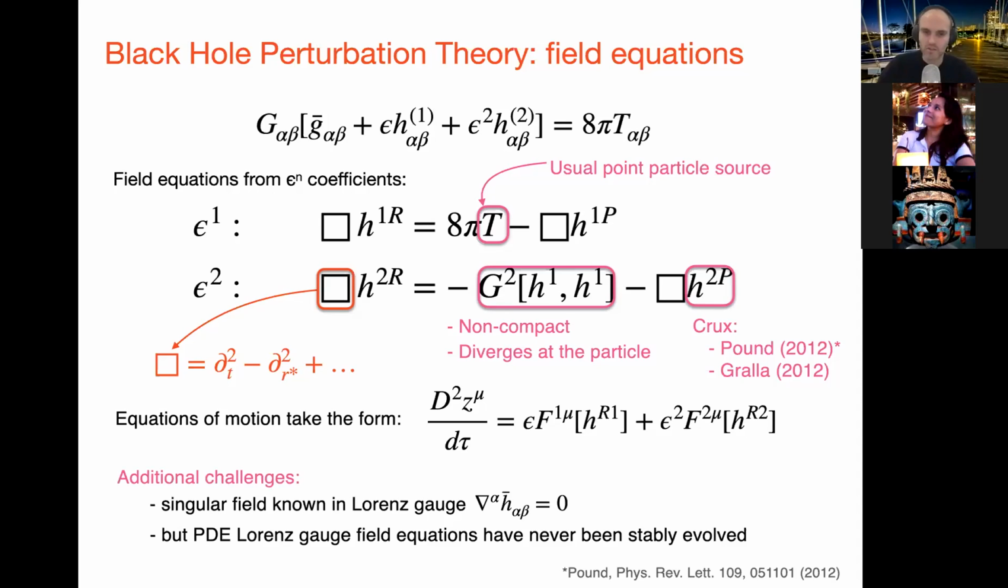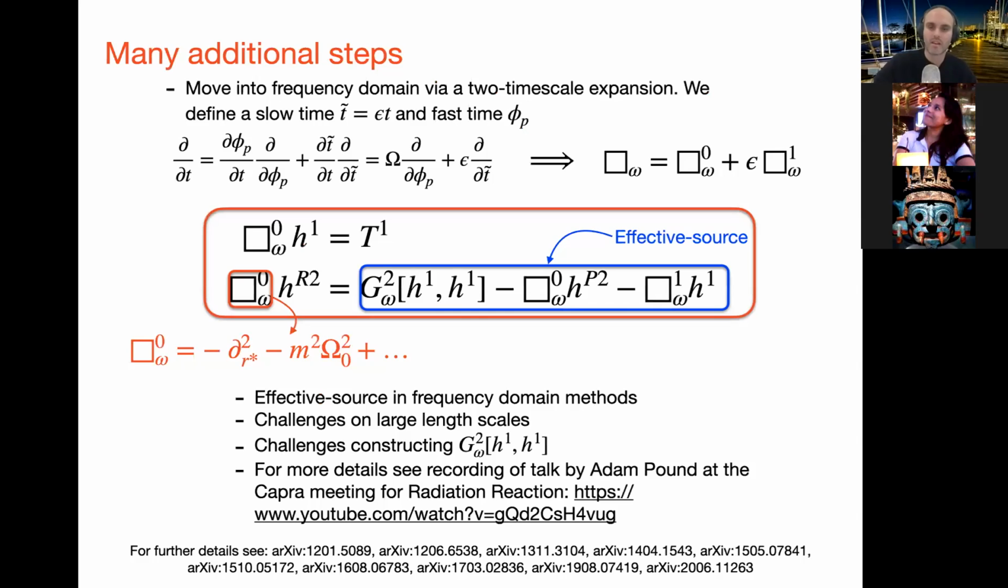I'm blowing over huge amounts of detail at this point, but just to say that there's some extra challenges that come from the fact that we only know this puncture field in a very particular gauge, known as the Lorentz gauge, given by this condition. So the divergence of the trace reverse metric perturbation must be zero. And even worse, these equations then still cannot be solved in the Lorentz gauge because we actually have never been able to do that for the PDE form, even at first order. So we have to look to something else.